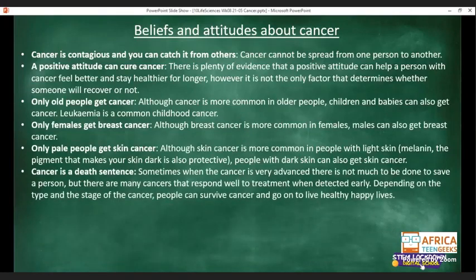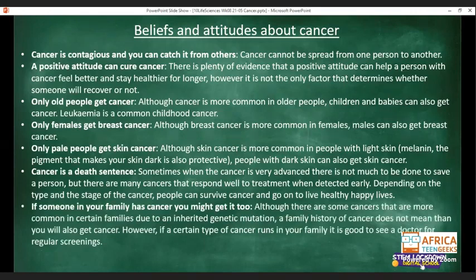And another one is that cancer is a death sentence. Sometimes when the cancer is very advanced, there is not much to be done to save a person, but there are many cancers that respond well to treatment when detected early. So depending on the type and the stage of the cancer, people can survive cancer and go on to live healthy, happy lives. And lastly, if someone in your family has cancer, you might get it too.